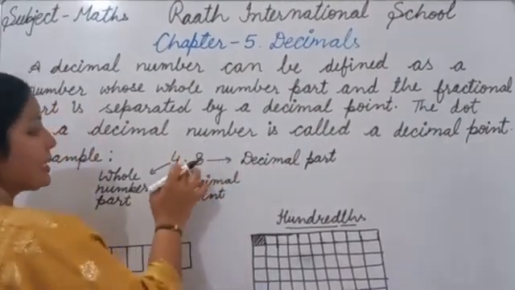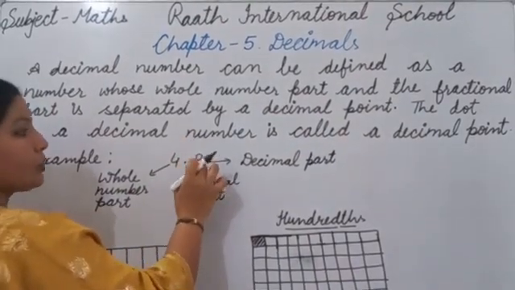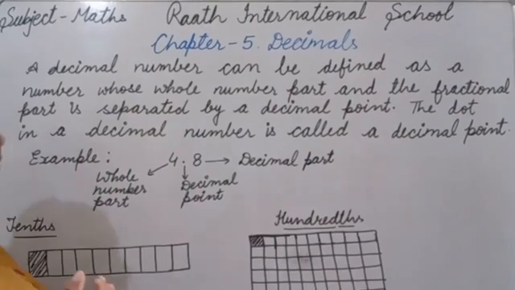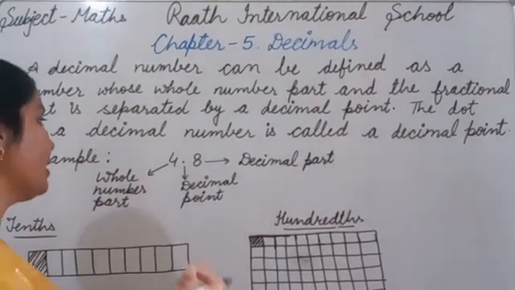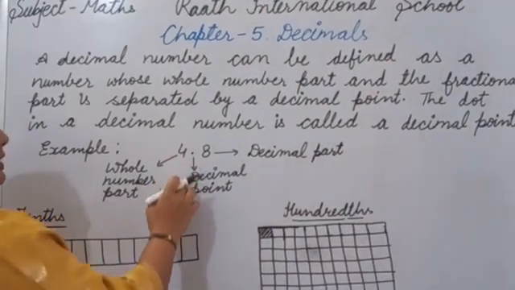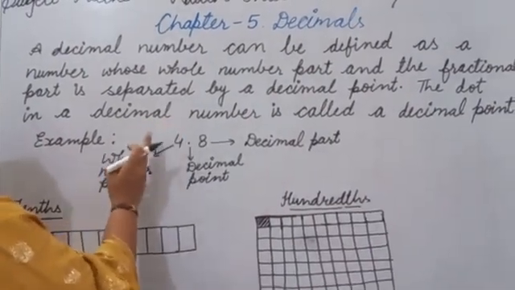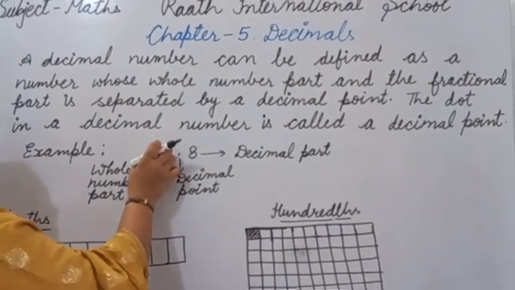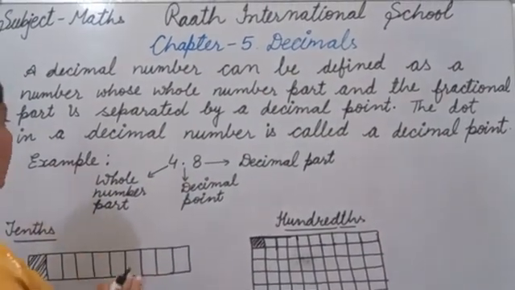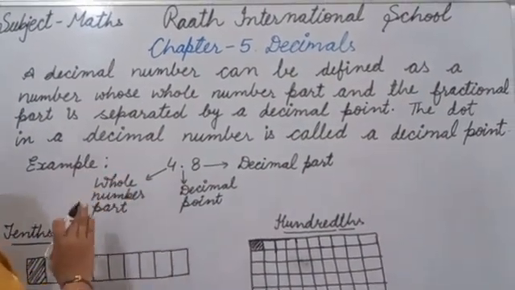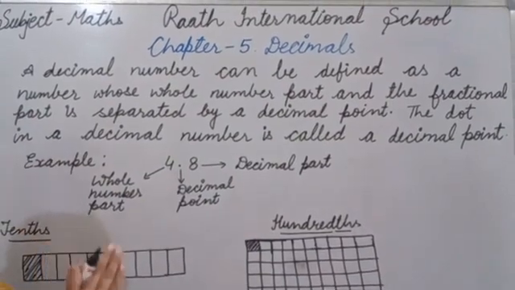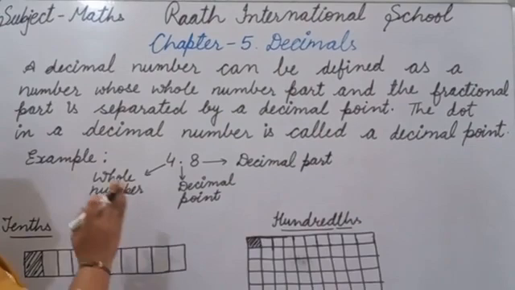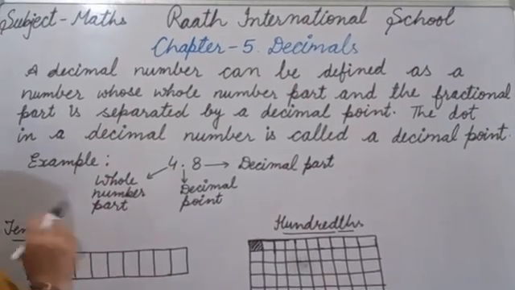The part at the back side, after the decimal point, that is called the decimal part, or we can say the fractional part. The decimal part is also called the fractional part. And this is the decimal point. And before the decimal we have the whole number. Okay. So this is the whole number part. So this is the separation of a decimal. So what is a decimal? It separates the whole number and the fractional number.